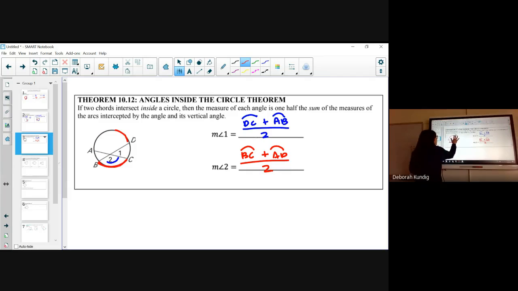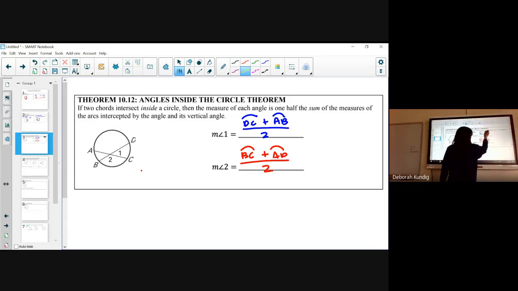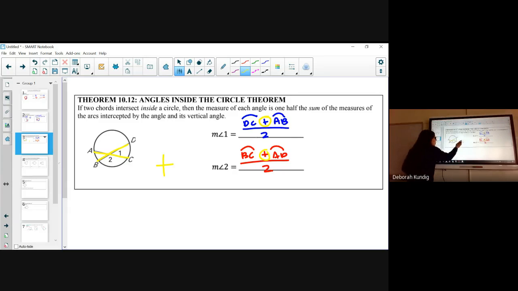So this one I like to think of that we are adding, we're finding the average. These two lines cross inside the circle, so it kind of makes a plus sign. So you want to remember that when the chords intersect inside the circle, you'll be adding those corresponding arcs and dividing by 2. It's going to be a little bit different for the next theorem that we're about to learn.